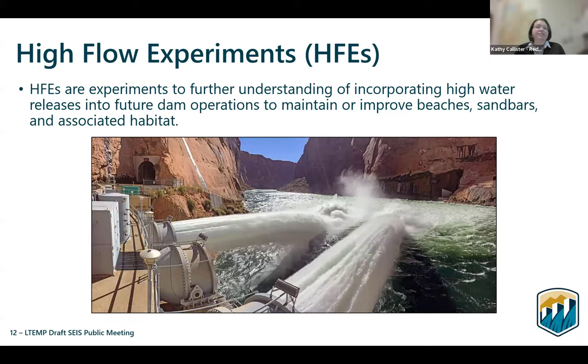All right, high flow experiments. We're also looking at the high flow experimental protocol from LTEMP to integrate additional scientific information that we have. As it says on the slide, high flow experiments further our understanding of incorporating these high water releases into future dam operations, which help us maintain or improve beaches, sandbars, and the associated habitat of our native species.